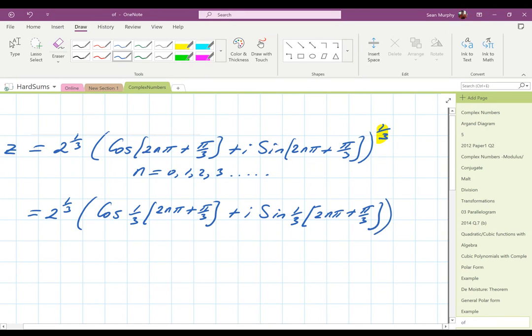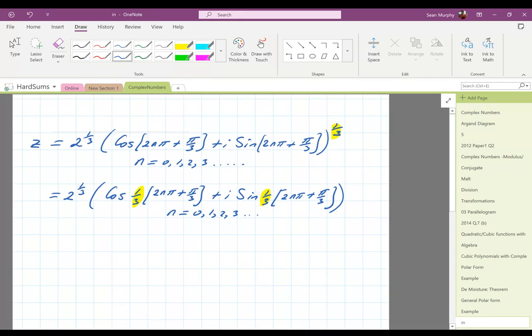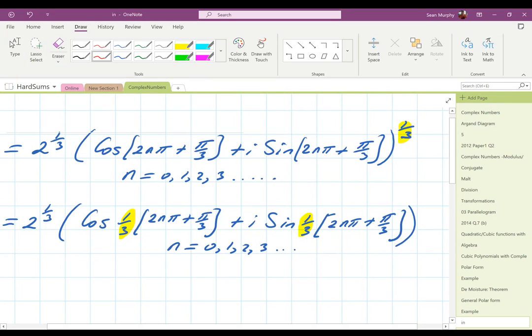So now what has happened is the power has come down in front of the angle, and we no longer have to worry about the power as such. And of course, n is from 0 upwards. n stands for the number of times you go around the circle. So that's the next step, which is De Moivre's Theorem. I might put that in red actually, because we put our steps in red for the exam question. So, De Moivre's Theorem.